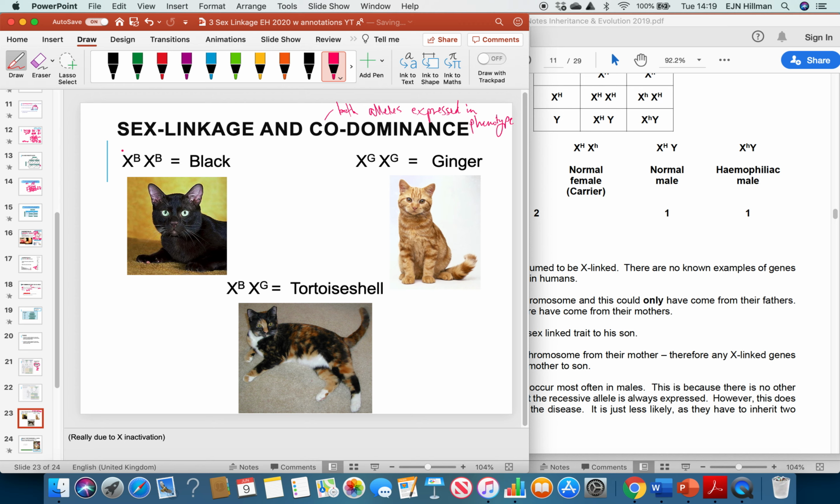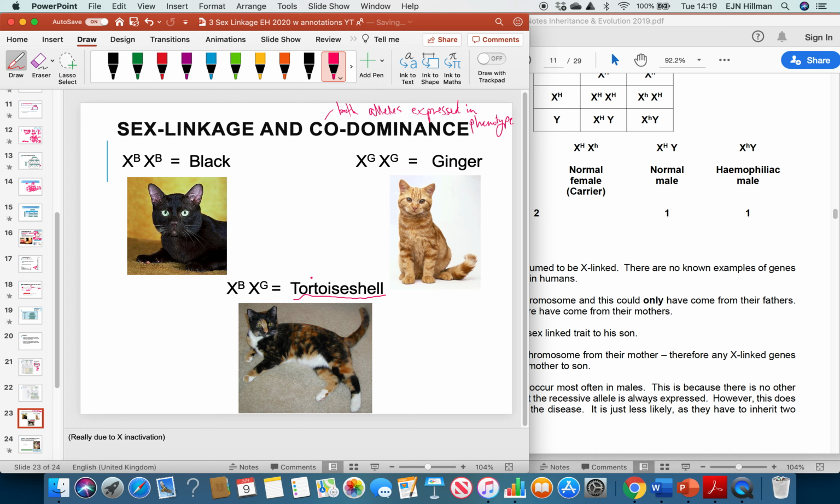Okay, so this is a female black cat. She has two B alleles, one on each of her X chromosomes. A ginger female cat will have two X chromosomes and a dominant G on each one. A female who is heterozygous for the black and ginger alleles is what we call tortoiseshell. Okay.